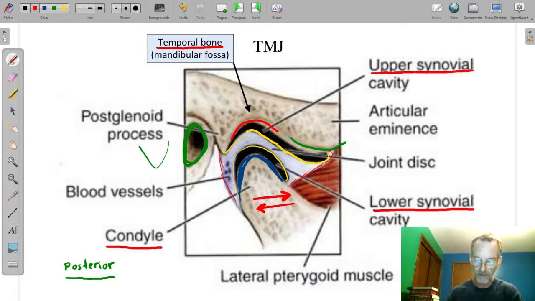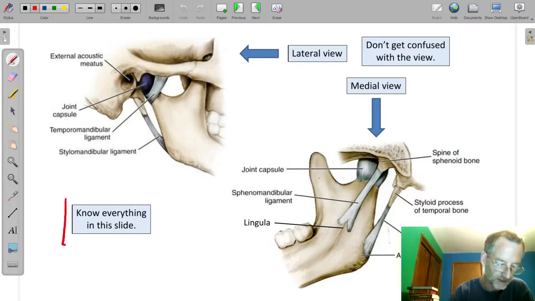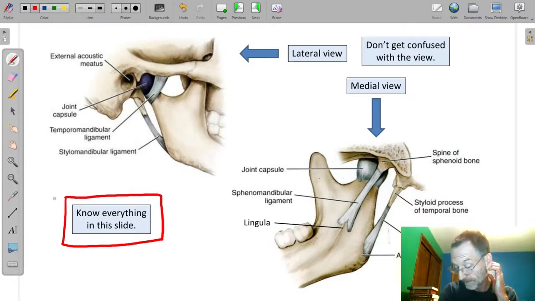Okay, so the next slide. Here are the ligaments of the TMJ. I have a little box here that says, when you're done, you should know everything in this slide. So these structures are on that objective sheet.